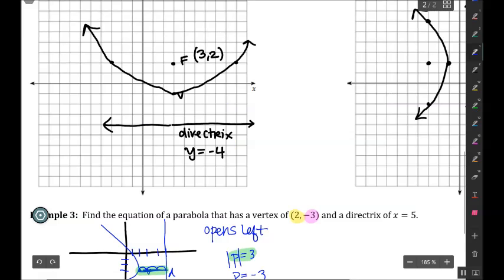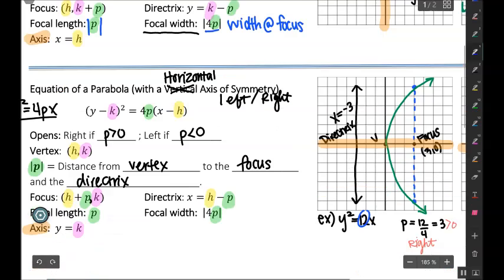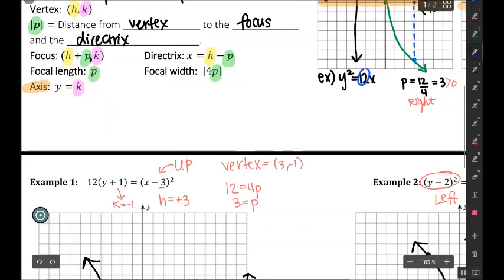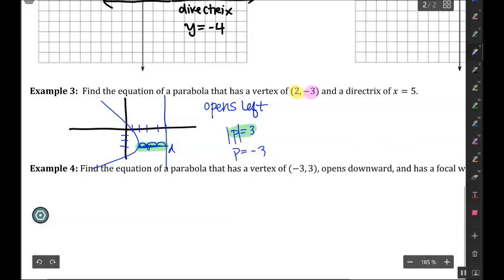All right, so the equation that opens left is our second one here, this one. So y minus k, which is negative 3, 4 times negative 3, which is our p, negative 12, x minus h, which is 2.